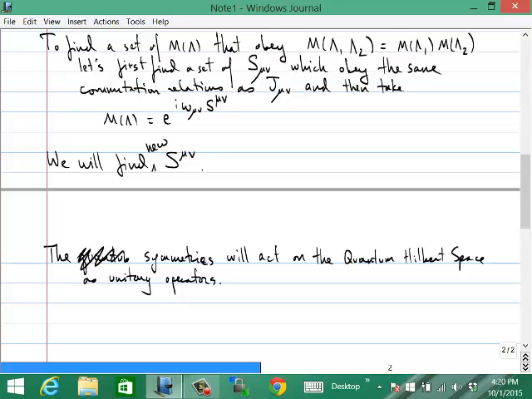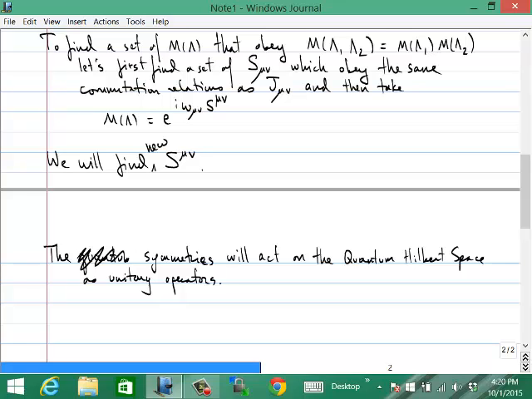So, for example, if you have a free particle whose Hamiltonian is p squared, that Hamiltonian commutes with p, which is the generator of translations in the x direction, which means that the unitary operator e to the i a p is the unitary operator that generates a translation by an amount a acting on the quantum Hilbert space.